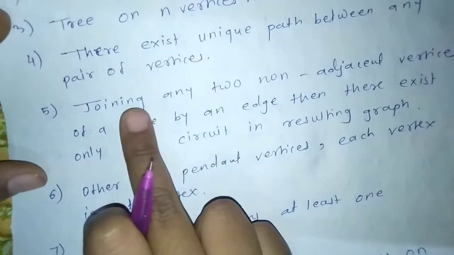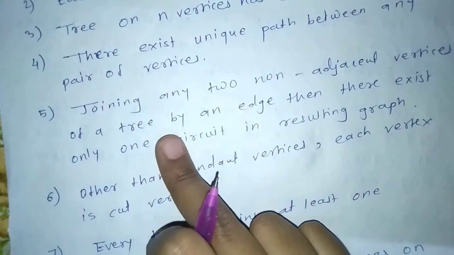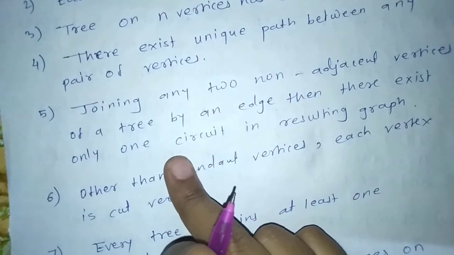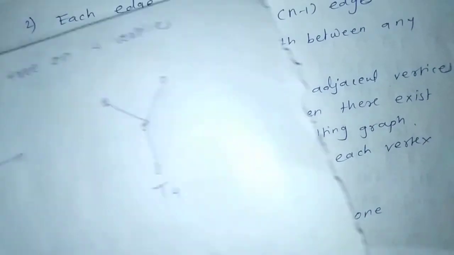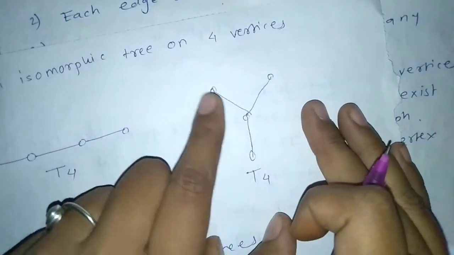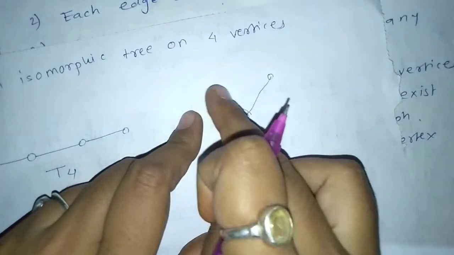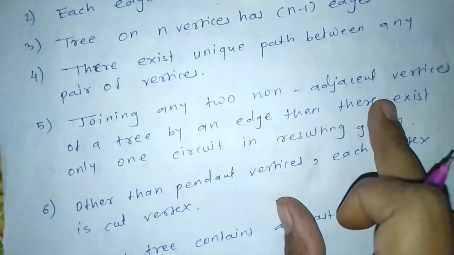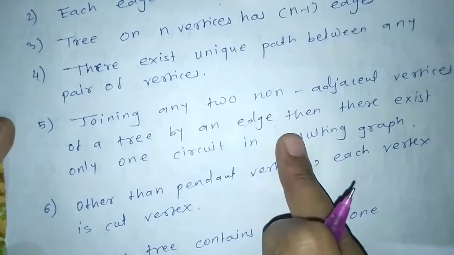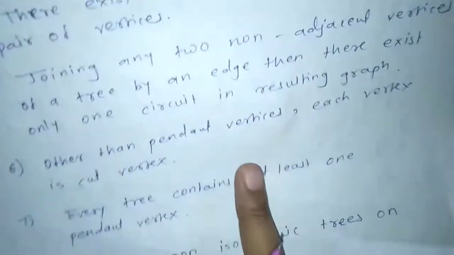Next property, joining any two non-adjacent vertices of a tree by an edge, then there exists only one circuit in the resulting graph. These are non-adjacent. When we add an edge, we get a cycle, only one cycle.